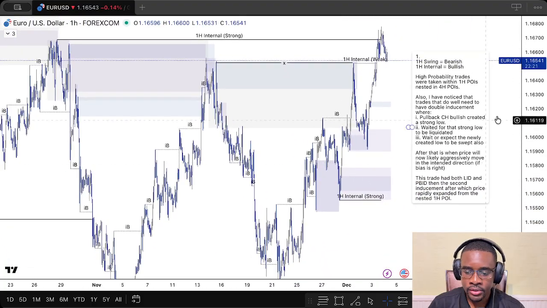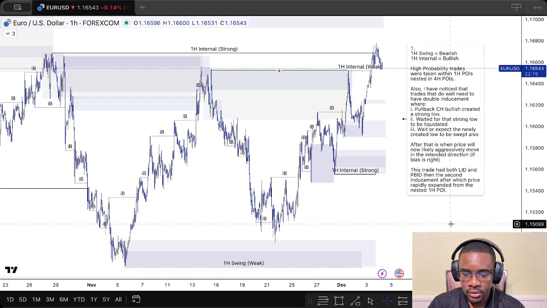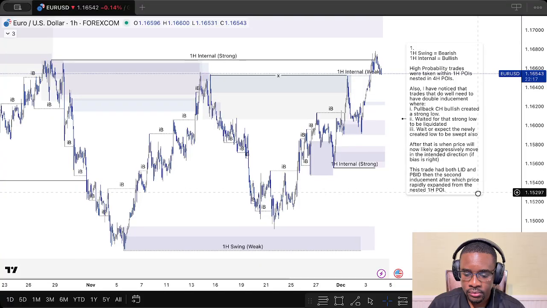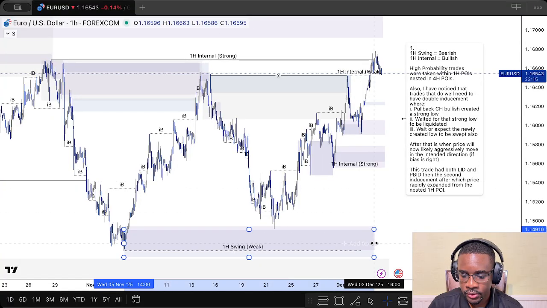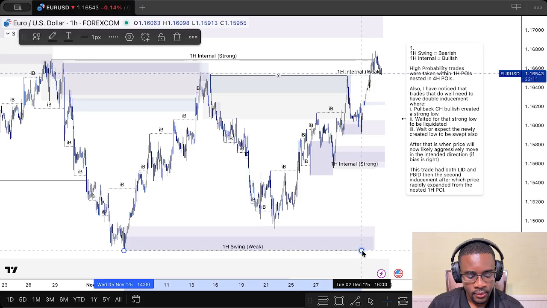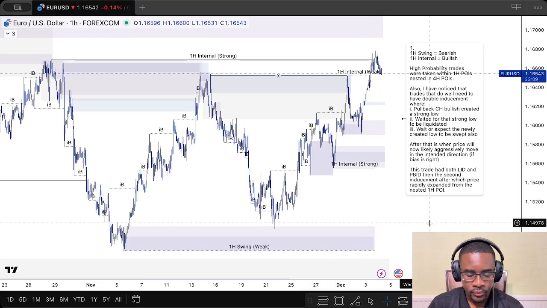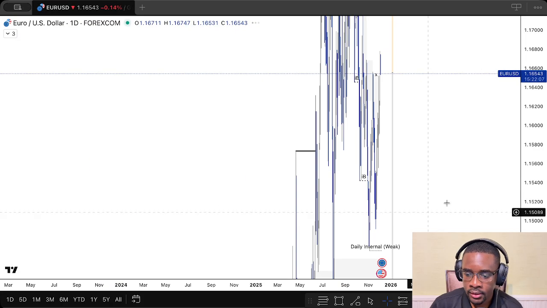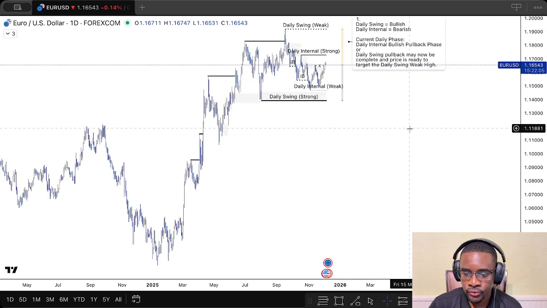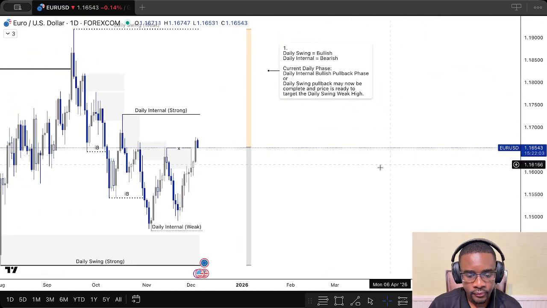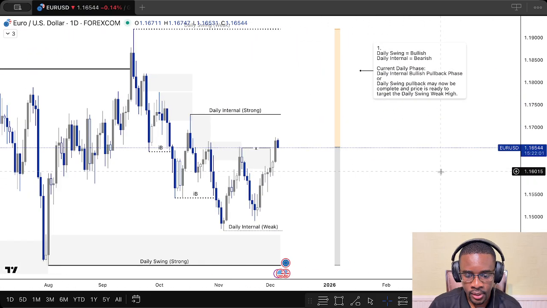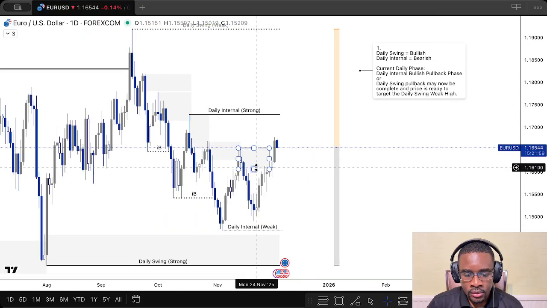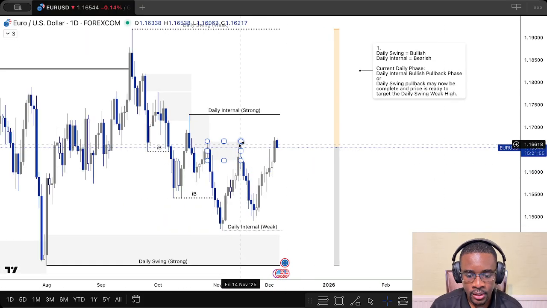So if we look at structure, rather, before I look at structure, let's go back to the daily and then we start our analysis for the day. Analysis for today. So supply has been eliminated, so we take that off.